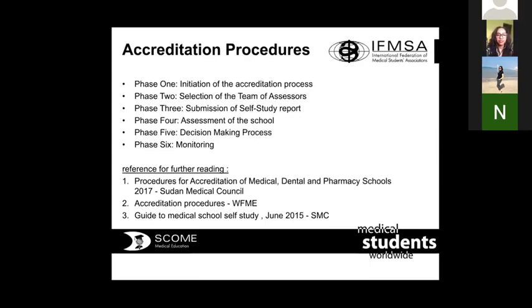Also, to know more about the phases in detail and what you can do in your medical school, you can refer to the Sudanese Medical Council. They have a booklet about procedures of accreditation for medical schools. And also WFME has an accreditation procedure. You can check it on their website. And also the FMC offers a mini guide to help teachers and students do the self-study, which is the main important part of accreditation. I can also share this guide with you, and then you can have further reading about the procedures and steps on how you can best do the self-study of your medical school. Next slide.